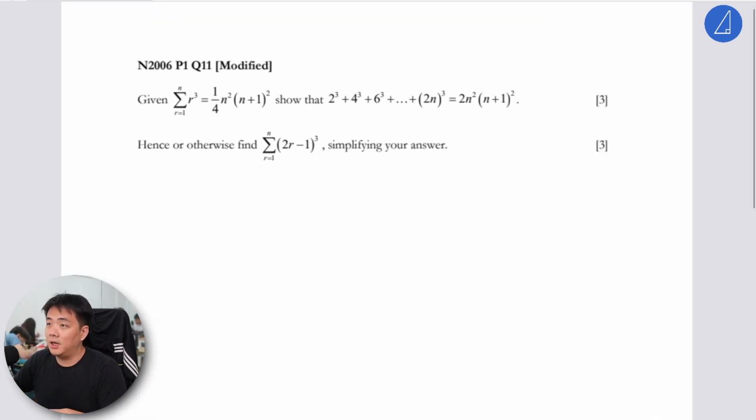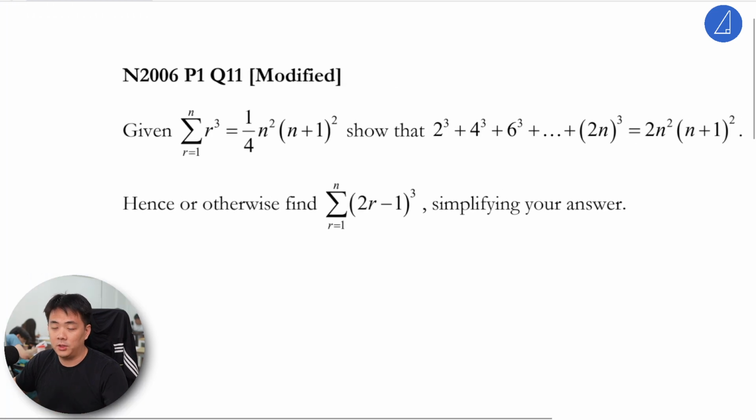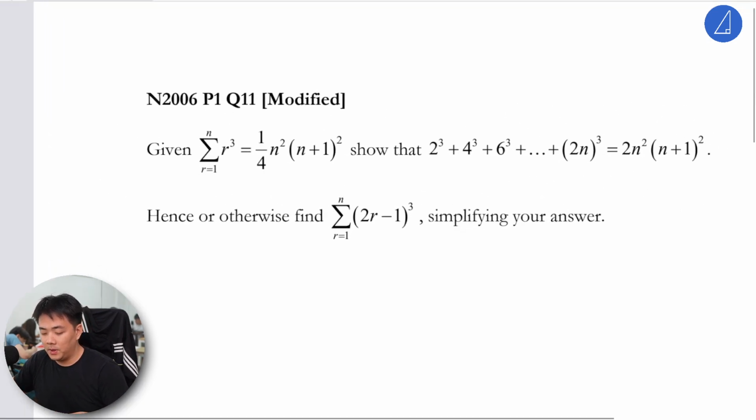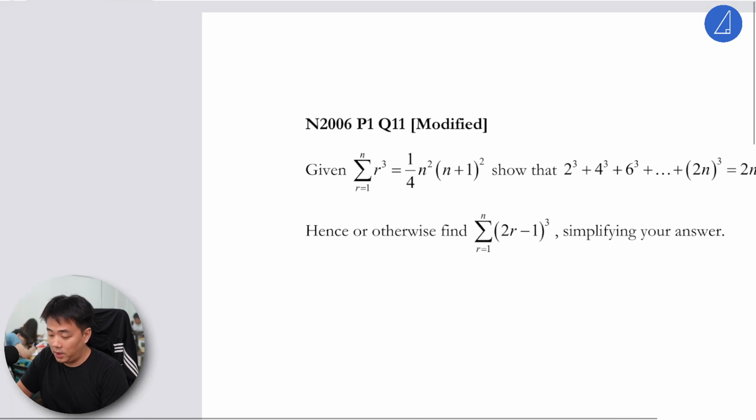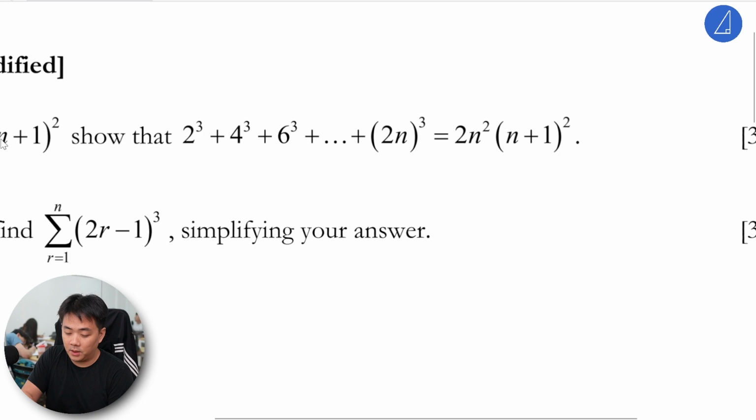So we're given this series here, in sigma notation. We are given that the sum of r cubed is 1/4 n squared (n plus 1) squared. We are told to show this result here. Okay, so it shouldn't be an issue.